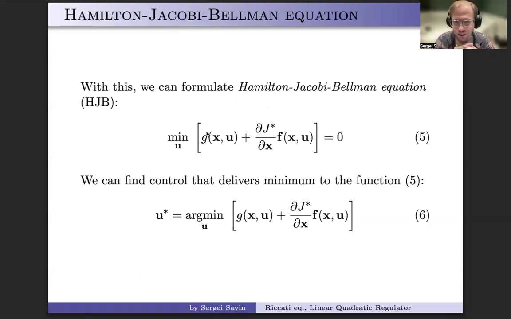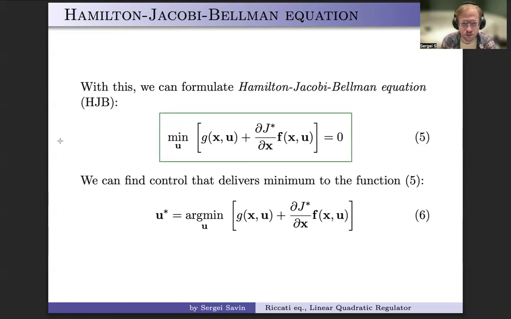Now, with that, what we can do is we can formulate the Hamilton-Jacobi-Bellman equation. That equation tells us the conditions for when a control policy is optimal. So let us look at this condition. Let us look at what it does. Well, this condition is written in this way, right?